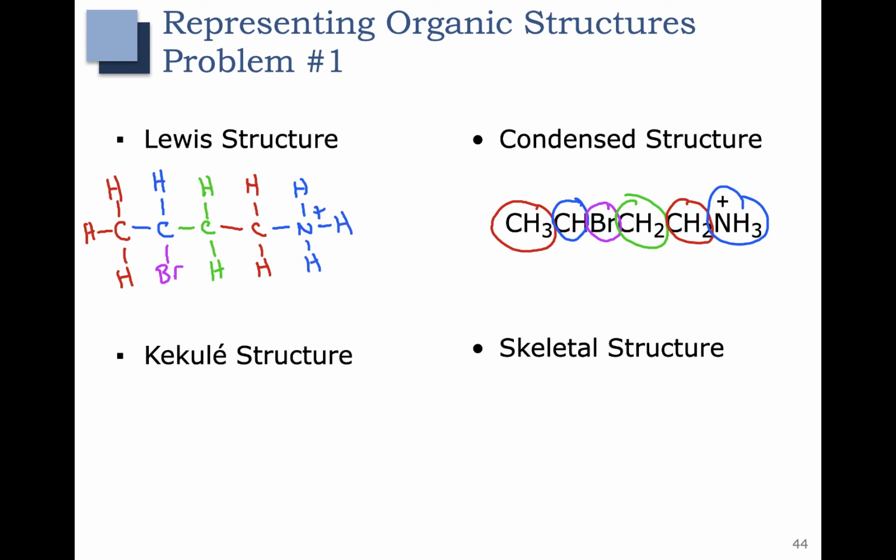The only thing we're missing here are the lone pairs on the bromine. So that would be your Lewis structure. The Kekulé structure is going to look exactly the same, except it won't have lone pairs on the bromine.